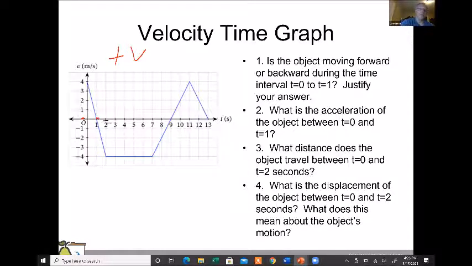Now, another thing that you've got to think about on a velocity time graph: what does the slope represent on a velocity time graph? Someone unmute and tell me that.